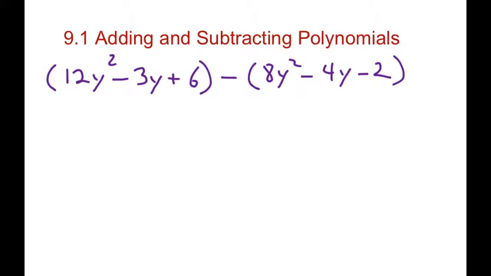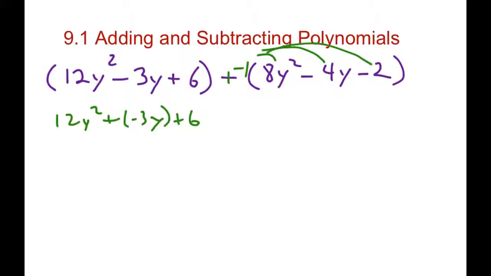Alright, now a subtraction problem. So here, the two polynomials are in parentheses, and then there's a subtraction in between. If I want to take the parentheses off, then this one is going to change a little bit. So let's start with the first. 12y squared minus 3y, I'm going to change it to plus negative 3y. Plus 6. Alright, now, this minus, you can think of it as plus negative 1 that has to be distributed to everything in the parentheses. So, plus negative 1 times 8y squared is negative 8y squared.